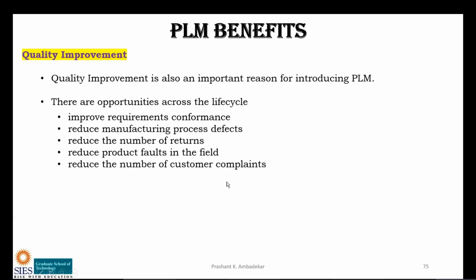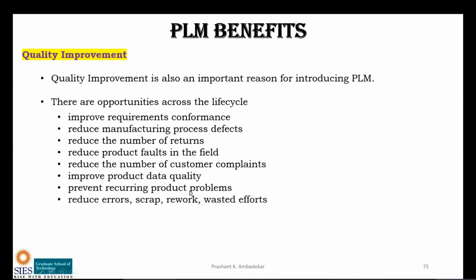Reduce the number of customer complaints, so I have talked on this also earlier. Improve product data quality, prevent recurring product problems. So this is a recurring product problem, that's what I have said, that product fault in the field. Then reduce error, scrap, rework, wasted effort. All these things can be reduced, and there are so many opportunities across the life cycle of the product to do all these things. Okay, to improve a few things and to reduce some of the things that can be done.